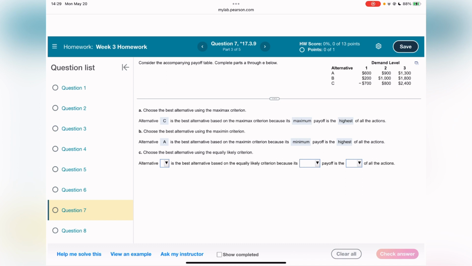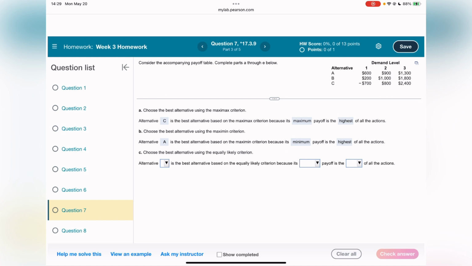That's for A. For B, it's going to be 200 plus 1000 plus 1800, total 3000 divided by 3, which is 1000. And lastly, for C, it's going to be 800 plus 2400 minus 700, which is 2500 divided by 3. It's going to be 833.